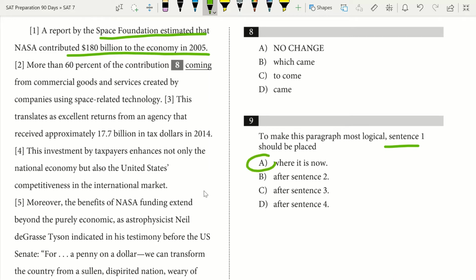Okay, since we are introducing the contribution in sentence 1 and then talking about it in sentence 2, I know I need to leave it where it is. So my answer there for 9 would be A. Because if I move it after sentence 2, I don't know what contribution I'm talking about in sentence 2. So it has to come before sentence 2, therefore it has to be where it is now.